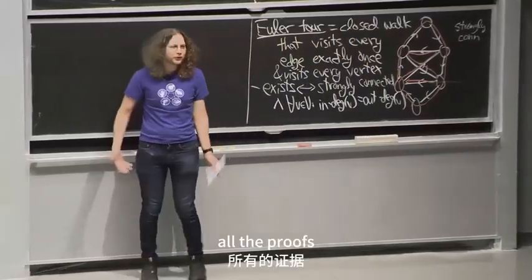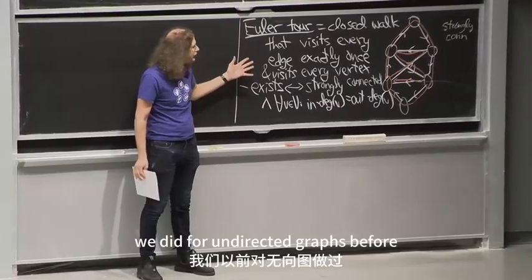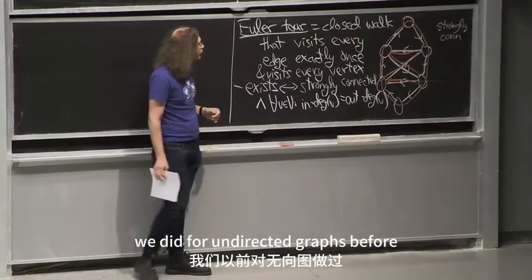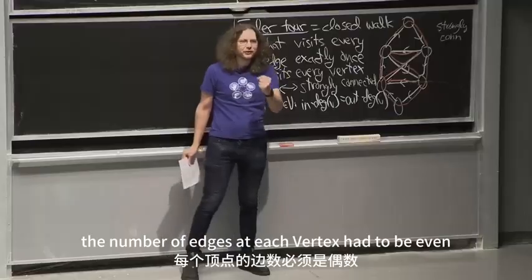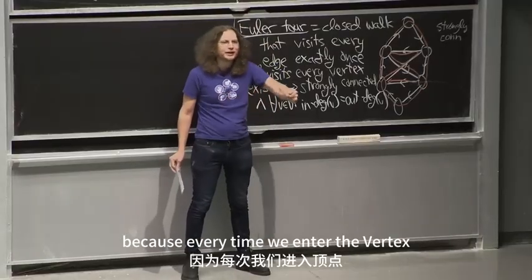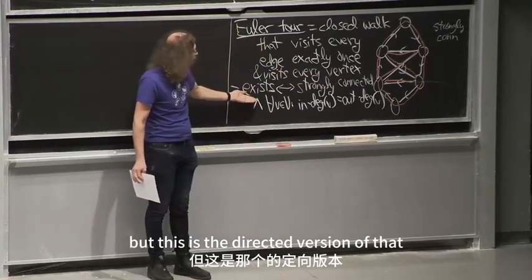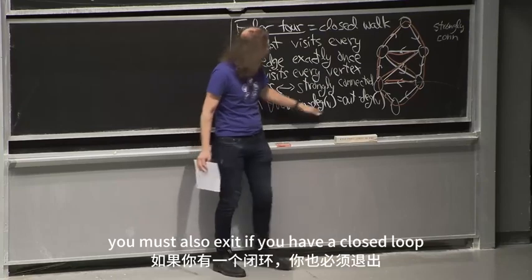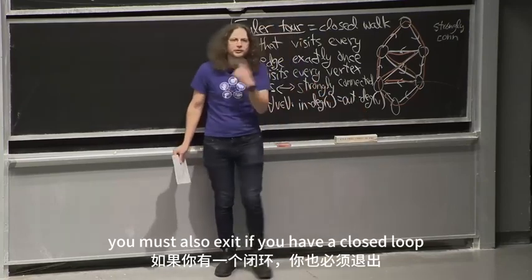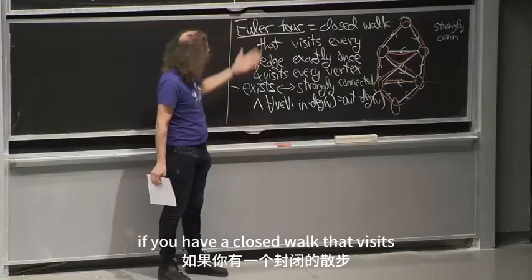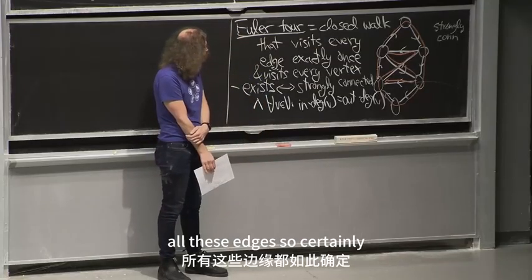It's similar. All the proofs here are similar to what we did for undirected graphs. Before, we were saying the number of edges at each vertex had to be even, because every time we enter the vertex, we also had to leave. But this is the directed version of that, where every time you come in, you must also exit if you have a closed walk that visits all these edges.